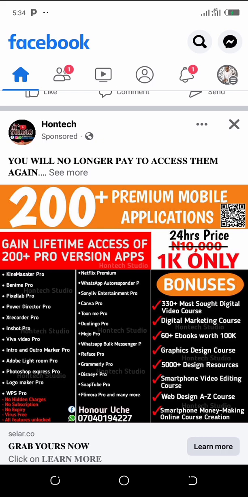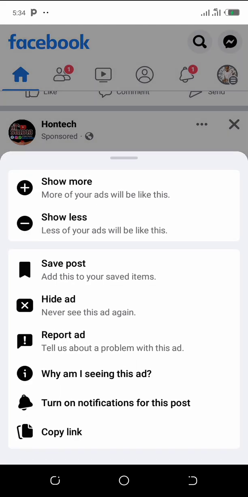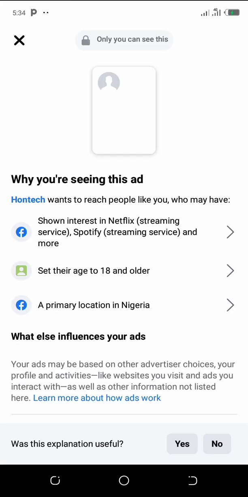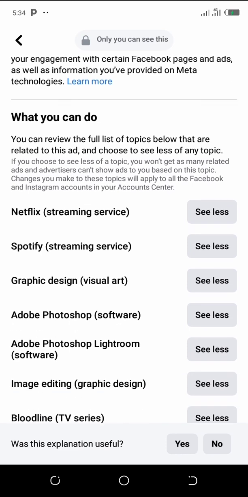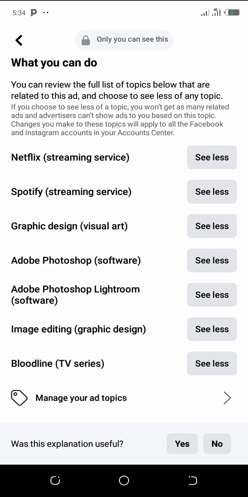Let's click on these three dots. Let's see why am I seeing this ad? Now you can see he wants to reach people like you. Yes, I'm a lookalike audience, and also I have shown interest in Netflix, streaming services, Spotify. Let us click on it to see more. Now let's see. You can see I've shown interest in all this.